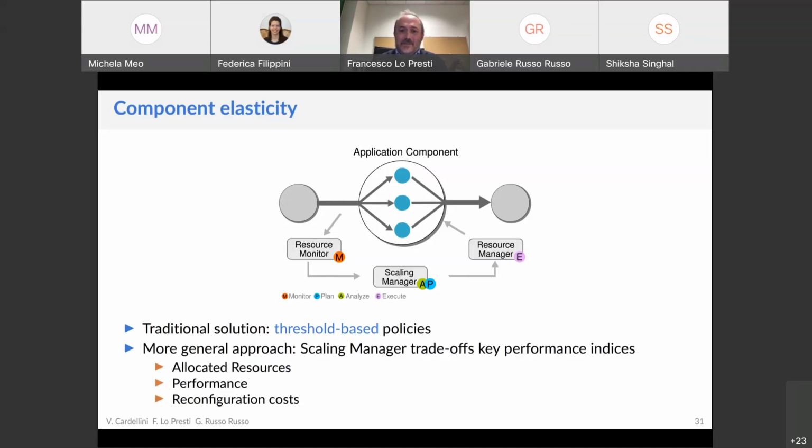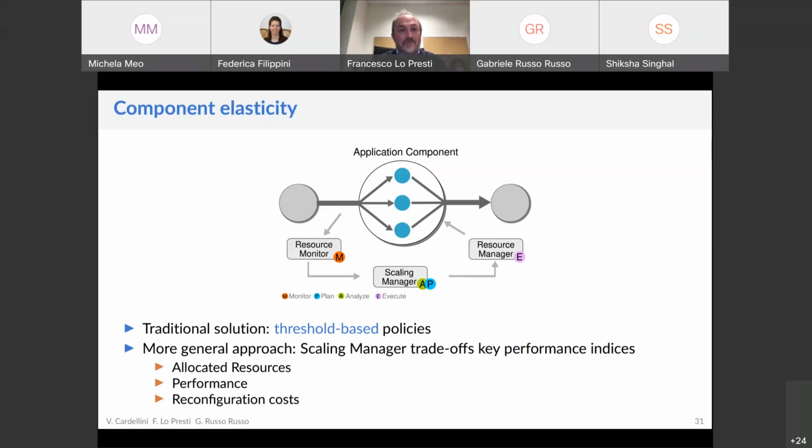So the idea in our setting is that we would like the scaling manager not to use a threshold, because a threshold gives us very little control on what is actually happening. We would like to have key performance indicators to monitor and to account for the amount of allocated resources, because basically I end up paying according to how much resource I'm using. Then the second thing we care about is performance. Typically, we care about what is the response time of my component.